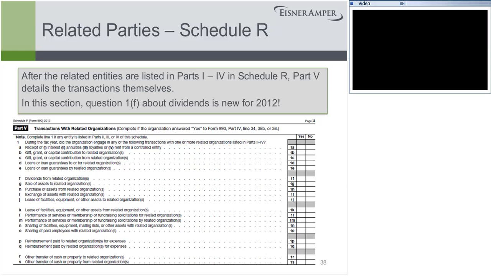So don't go ahead and just start checking away. Just make sure that there might be a reason why the organization didn't check this. It might have been such an immaterial transaction it didn't meet the criteria.